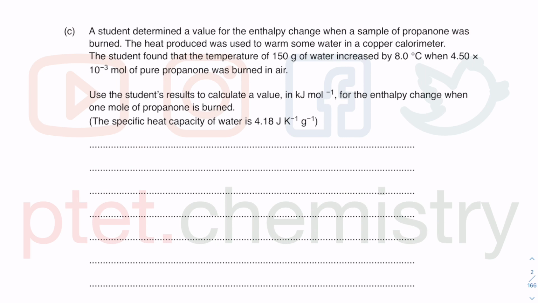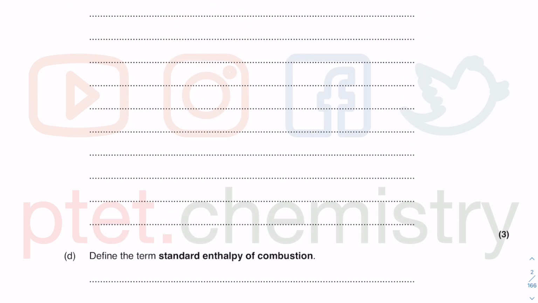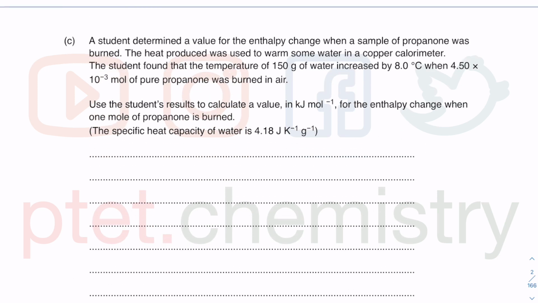This part C is more like the energetics level kind of question. How many marks is this? This is a 3-marker question. So this student determines a value for the enthalpy change when you burn the propanol. Enthalpy change when you burn something in excess oxygen is very much like enthalpy change of combustion.